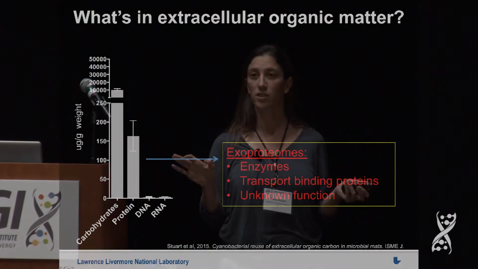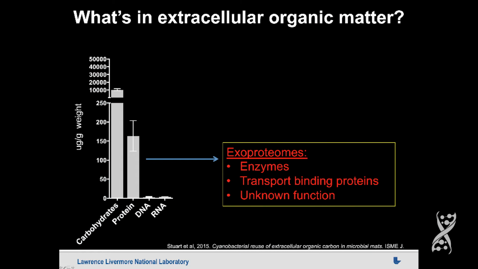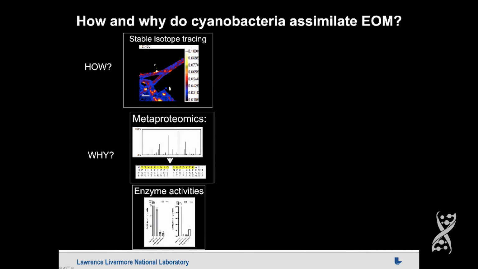And then we also looked at the extracellular proteins. So that's the next most abundant class of organic matter in this extracellular fraction. And there were a lot of enzymes and transport-binding proteins and proteins of unknown function. And what we found in this first work was that the cyanobacteria were taking up their own extracellular organic matter. And we could see this both in their degradation enzymes that they were secreting and through isotope tracing mechanisms.